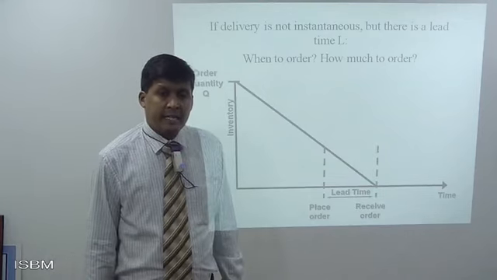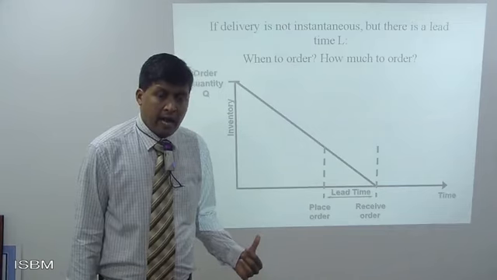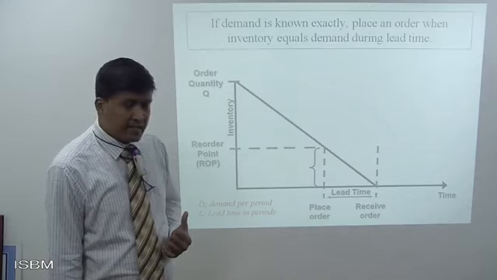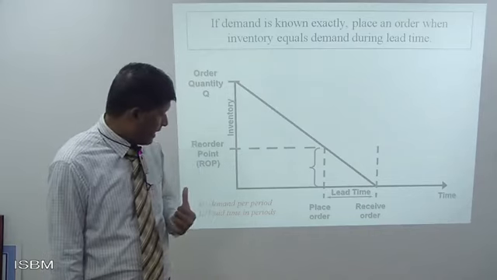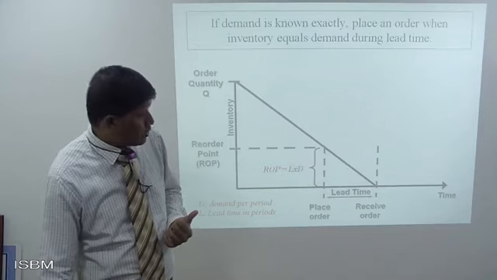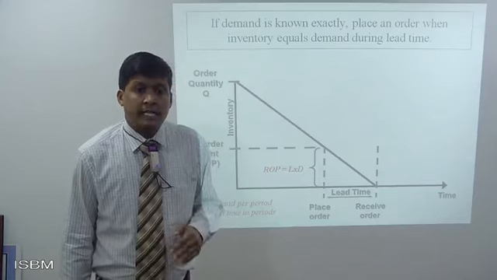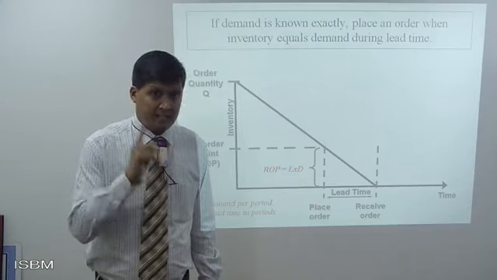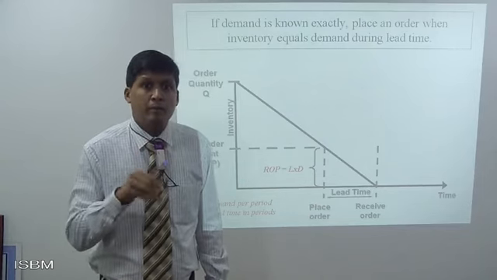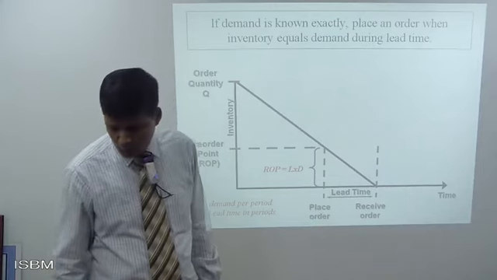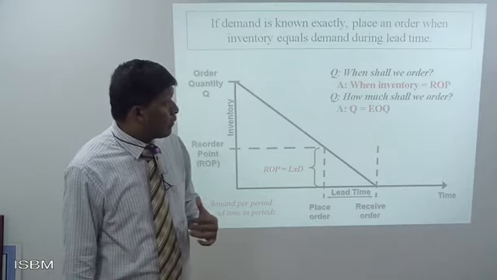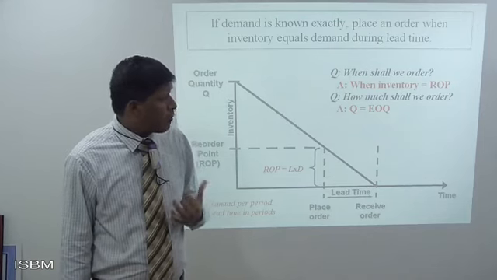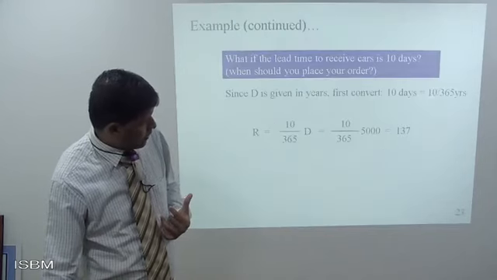So there is a lead time between placing an order and receiving an order as well. So what do we do? D is the demand per period and L is the lead time per period. So we want to look into ROP, or the reordering point. At what point of time should an order of 548, which we have derived as the economic order quantity, be placed? It would be L into D. That means what inventory would be the reorder point, and how much we shall order is the economic order quantity.